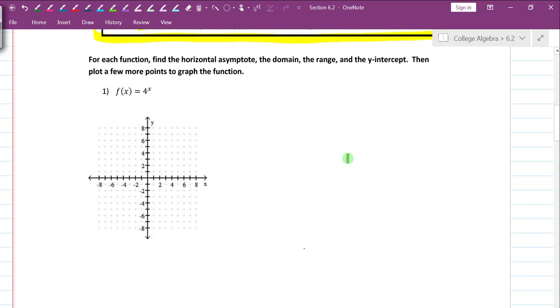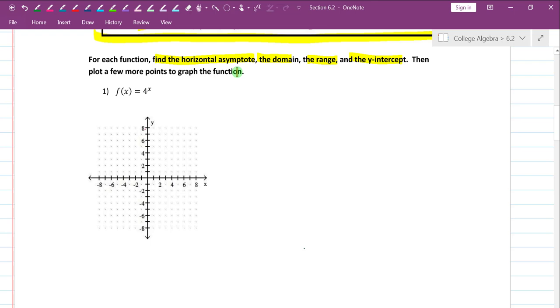So those are the rules. Let's look at what this means in application. For each function, find the horizontal asymptote, the domain, the range, the y-intercept, then plot a few more points to graph the function. I'm probably not going to plot a few more points. I will on the first one, and that'll be it.